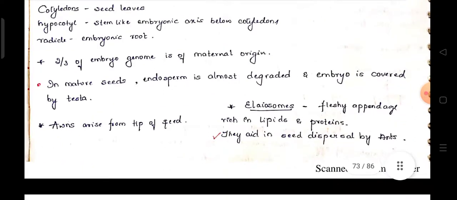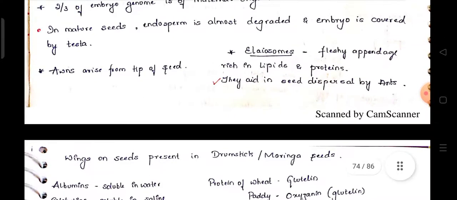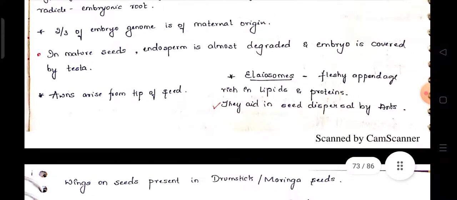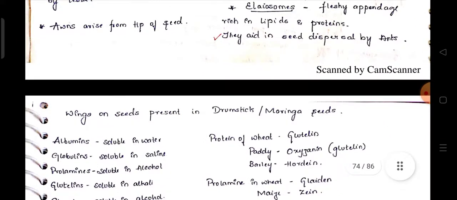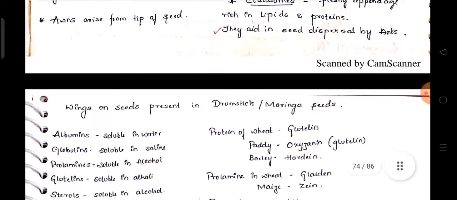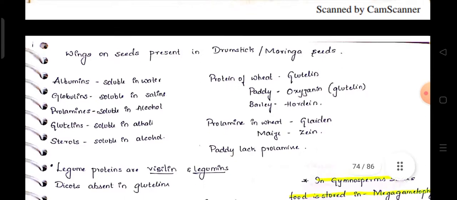In mature seeds, endosperm is almost degraded and embryo is covered by testa. Awns arise from tip of the seed. Elaiosomes are fleshy appendages rich in lipids and proteins. They aid in seed dispersal by ants. Means elaiosomes are having oil content, and these are attractant to ants and help in seed dispersal, whatever it may be.